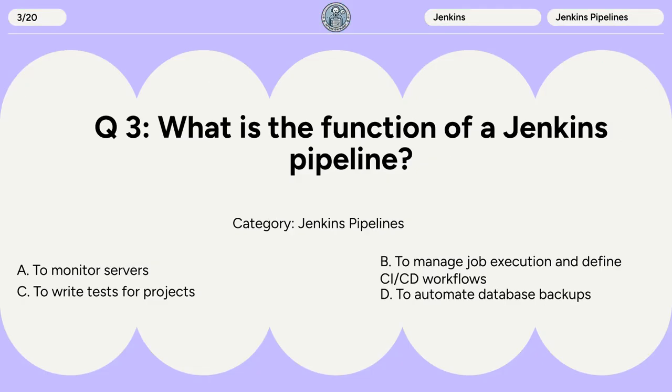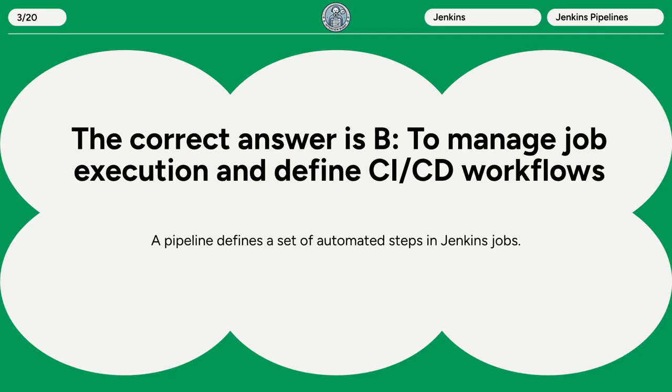Question 3. What is the function of a Jenkins pipeline? A. To monitor servers. B. To manage job execution and define CI/CD workflows. C. To write tests for projects. D. To automate database backups. The correct answer is B. To manage job execution and define CI/CD workflows. A pipeline defines a set of automated steps in Jenkins jobs.